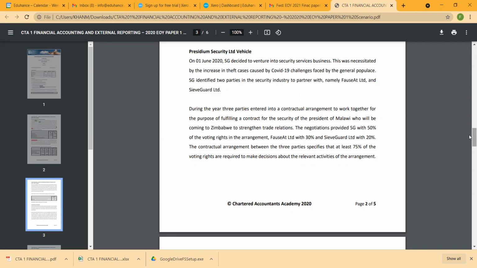During the year, three parties entered into a contractual arrangement to work together for the purpose of fulfilling a contract for the security of the president of Malawi, who will be coming to Zimbabwe to strengthen trade relations. The negotiation provided SG with 50% of the voting rights in the arrangement, Foresat with 30% and Safeguard with 20%. The contractual arrangement between the three parties specifies that at least 75% of the voting rights are required to make decisions about the relevant activities of the arrangement. Okay.